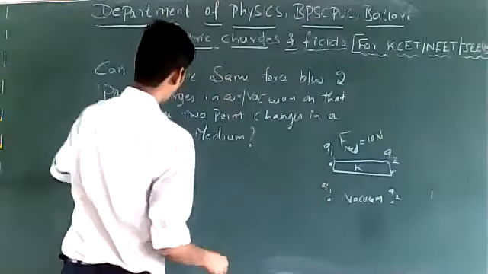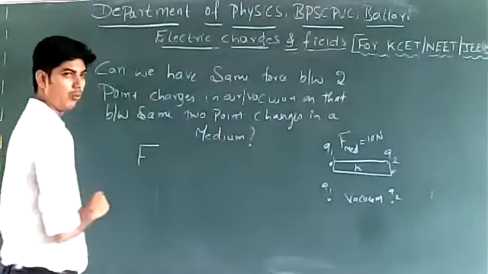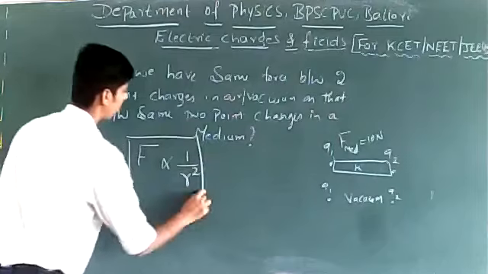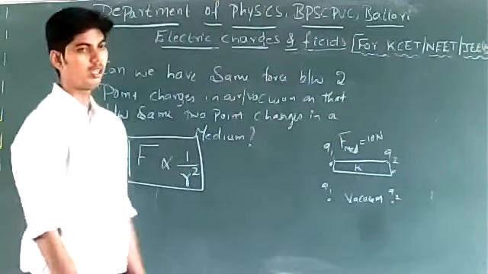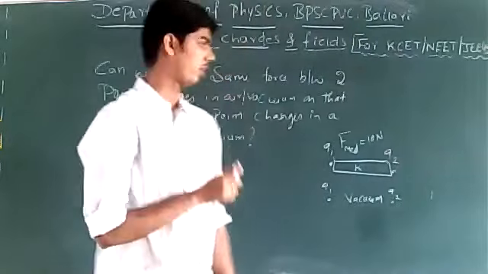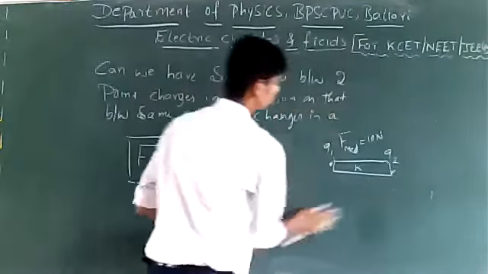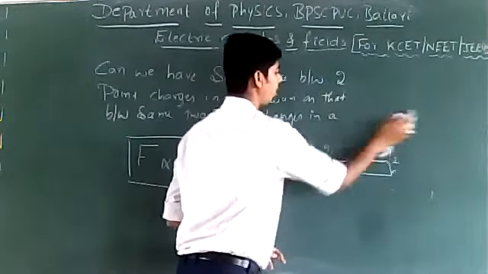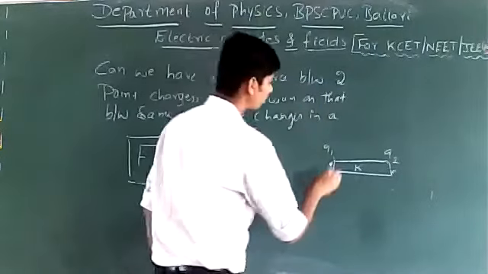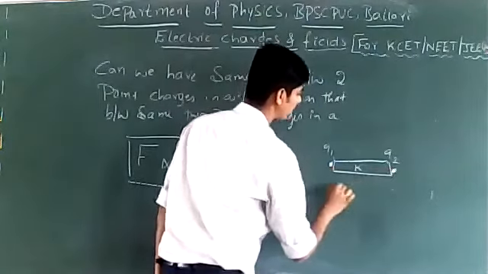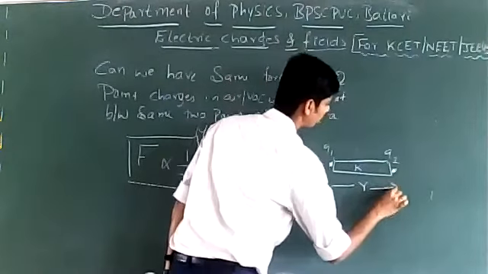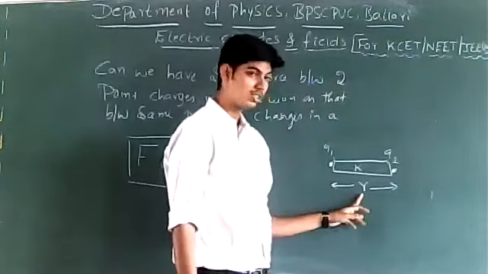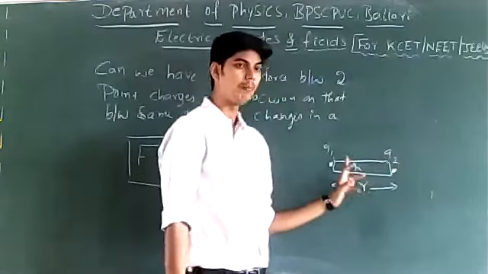See, from Coulomb's law, it is found that force between 2 point charges is inversely proportional to square of the distance. Correct? Force is inversely proportional to the square of the distance between the two charges. Now observe. Suppose these are the 2 point charges Q1 and Q2 separated by some medium of dielectric constant K. Let us suppose the distance between the 2 point charges is R. See, R is the distance between 2 point charges in presence of a medium.